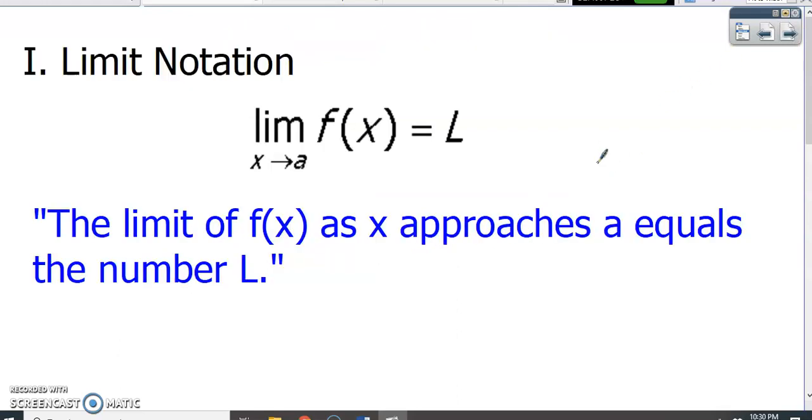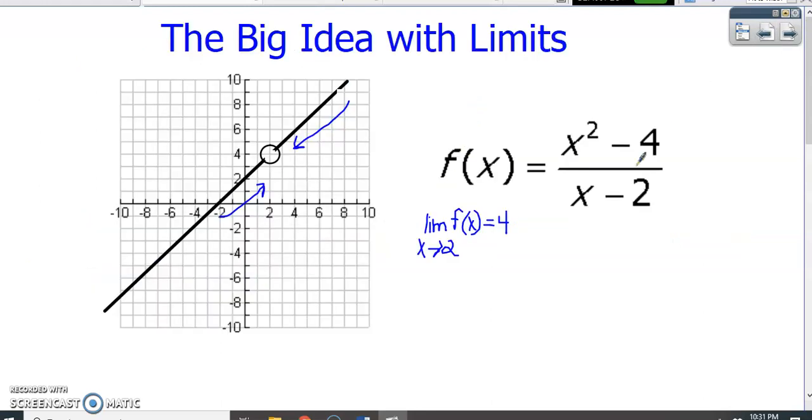So here's our limit notation. What we just wrote out for that example we can see here. So the limit notation, here's what you'll see. The limit of f of x as x approaches a equals L, the number that you find. So the limit of the function as x approached 2 gave 4. The limit of the function, we're talking about the value. When we talk about the actual value of the function, we are talking about a y value.